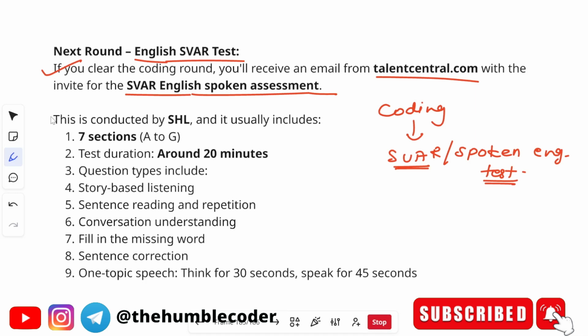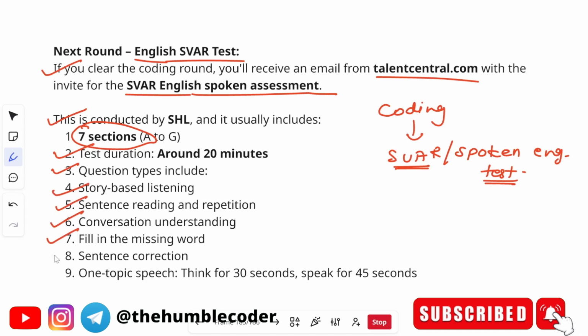Okay, now let's understand the pattern of this exam. It is conducted by SHL and it usually includes 7 sections. You can name them from A to G. Test duration is going to be around 20 minutes. So in 20 minutes you will have to solve 7 questions, and the question types will include story based listening, sentence reading and repetition, conversation understanding, and then fill in the missing word.